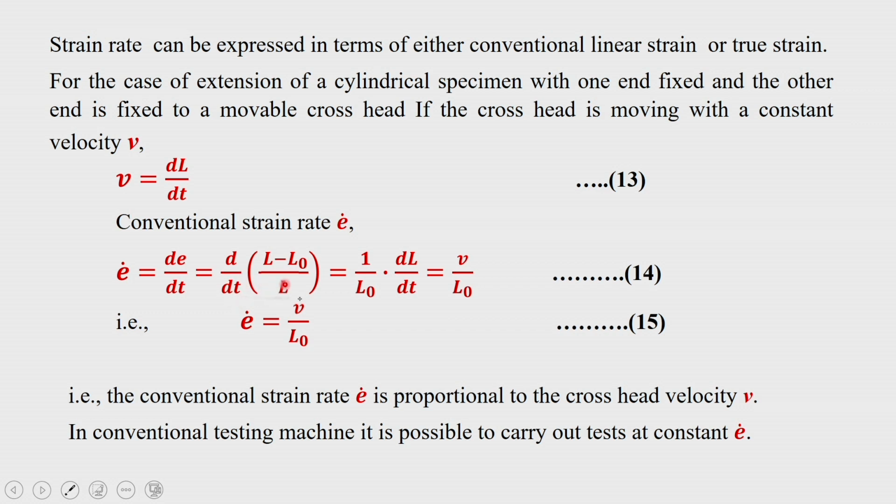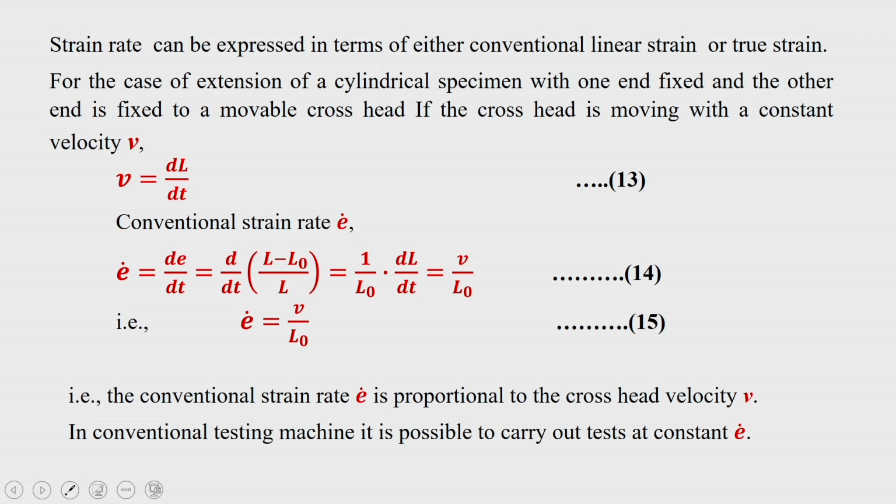So, in the conventional strain rate, you are considering only the initial gauge length and your velocity is constant. So, when you are doing this experiment at a constant crosshead velocity, your conventional or engineering strain rate remains constant. But your true strain rate is not constant. The conventional strain rate is proportional to crosshead velocity V.